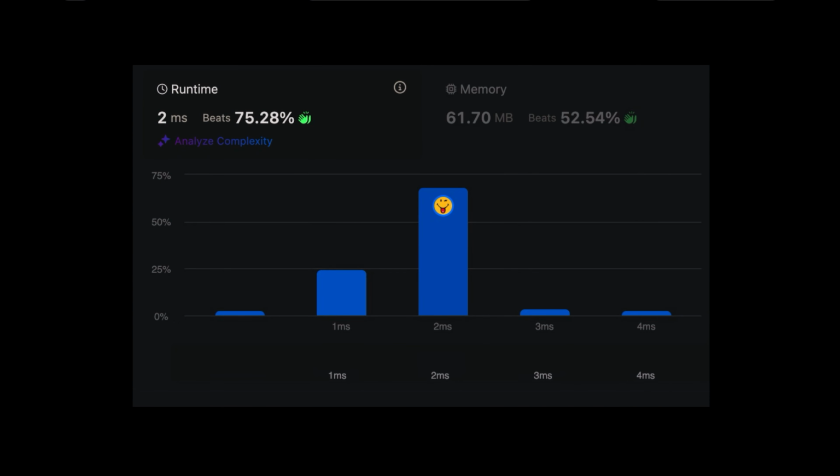This code, when submitted on LeetCode, beats 75% of the submissions in terms of runtime and nearly 53% in terms of memory.